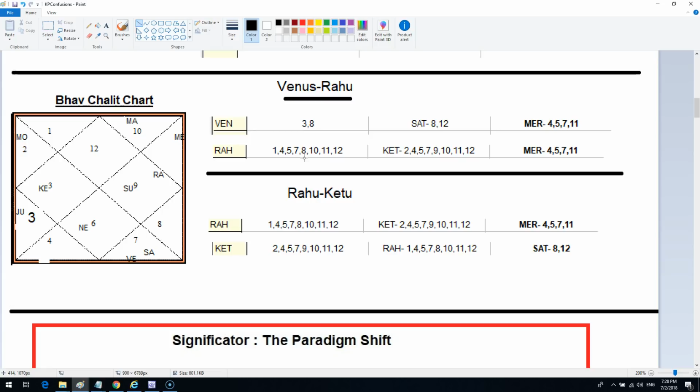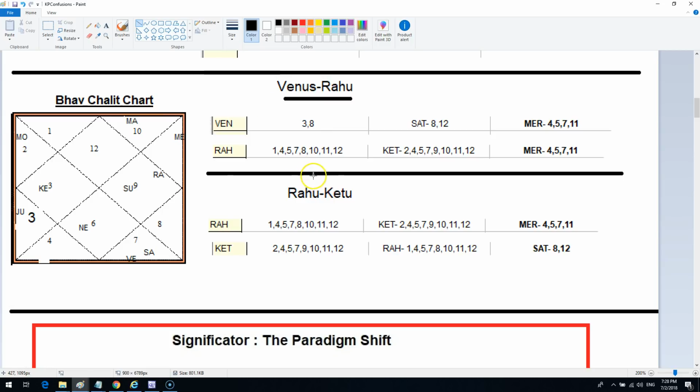So, this becomes a very tough situation to analyze, to judge what kind of result this particular person is going to go through during the Venus Rahu period. Since all 12 houses are covered in various degrees of significance or strength, you assume that this person might go through all kinds of things in Venus Rahu Dasha.